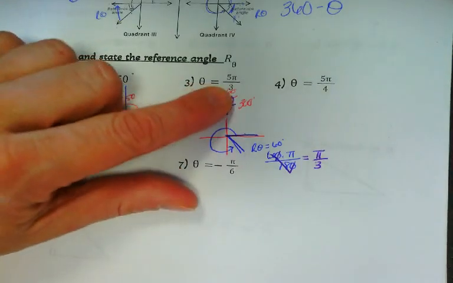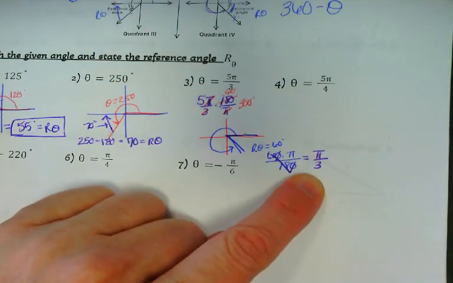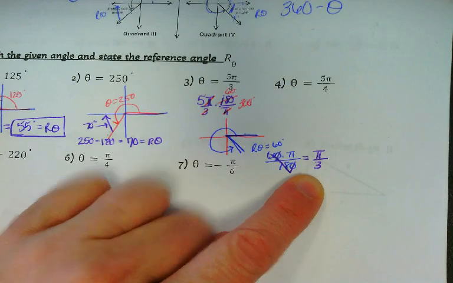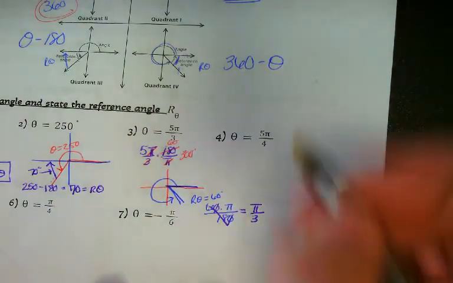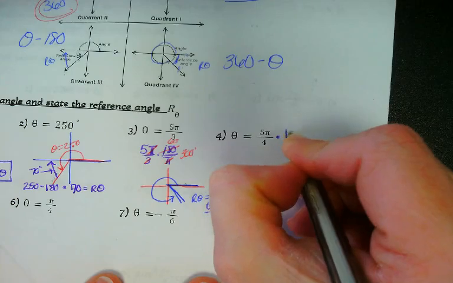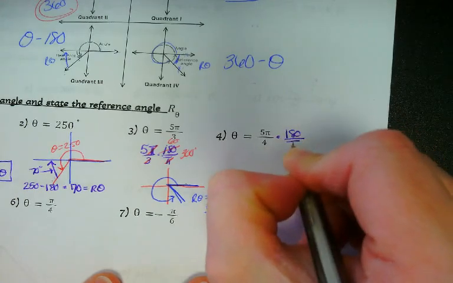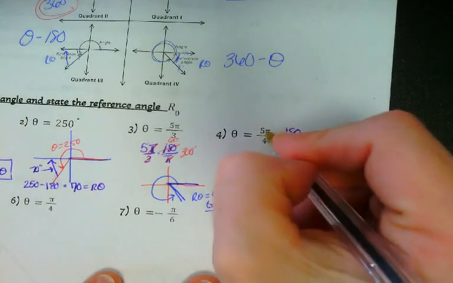So if I see a 5 pi over 3, I can hopefully think right away that my reference angle is going to be pi over 3. We're going to work it out, but what do you think the reference angle is here? Pi over 4. Let's see if we're right. So let's take 5 pi over 4 and turn it to degrees. Let's multiply by 180 over pi. Okay, my pi's can cancel.